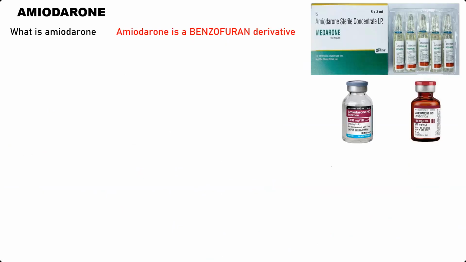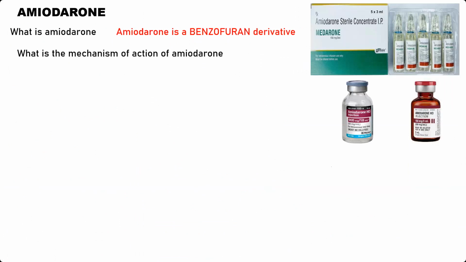Another drug not very commonly used, amiodarone. What is amiodarone? It is an antiarrhythmic agent. Chemically, it is a benzofuran derivative. What is the mechanism of action?